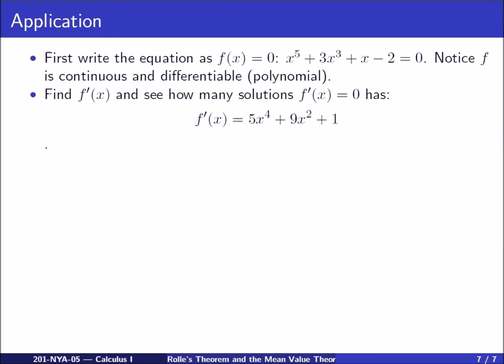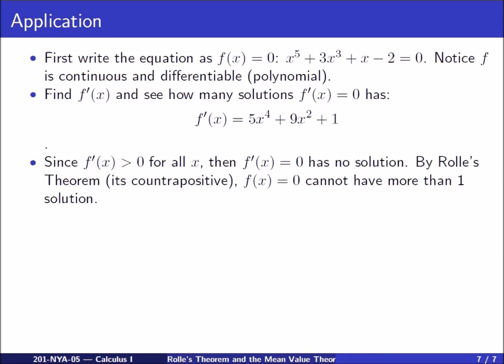Now we look at f prime of x, and we try to see how many solutions f prime of x equals 0 has. In that case, f prime of x is 5x to the 4 plus 9x squared plus 1. Now, the first two terms are non-negative, while the last term is positive. So overall, the function is always positive, and it will never be equal to 0. So this equation, f prime of x equals 0, has no solution. Recall from what we said before, if f prime of x has no solutions, it will not be possible for f of x equals 0 to have two solutions. So there will be at most one solution.